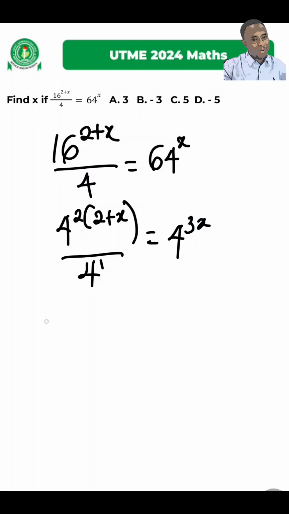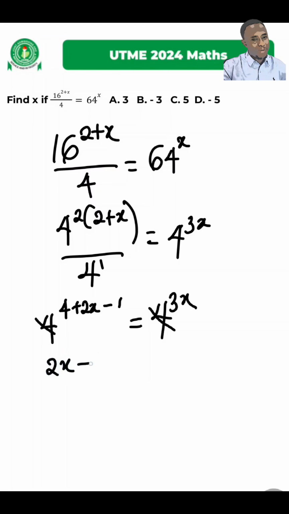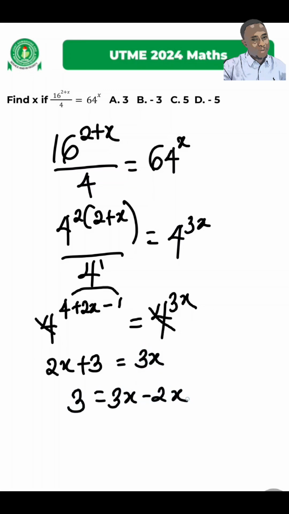So to do this, I have 4 raised to the power 4 plus 2x minus 1 equals 4 raised to the power 3x. We equate both sides, cancel both 4's. I have 2x plus 3, of course, 4 minus 1 is 3, equals 3x. So 3 equals 3x minus 2x. 3 is equal to x, so I can say that x equals 3. So the answer is A.